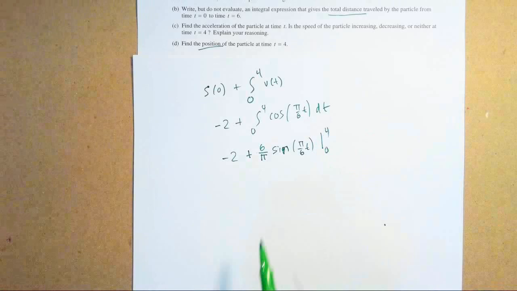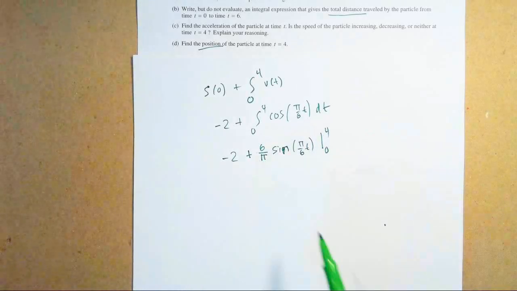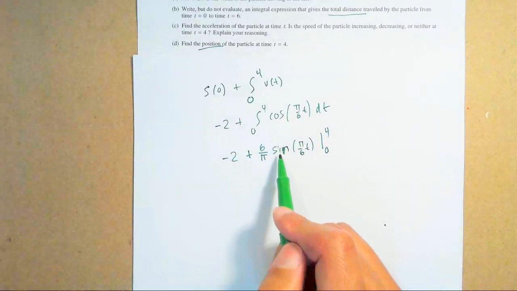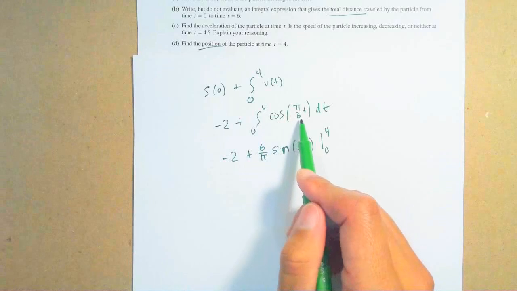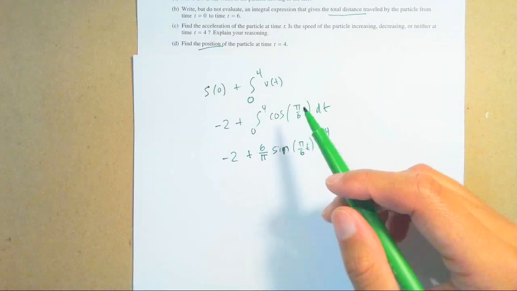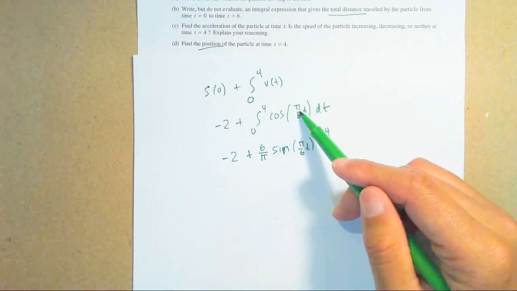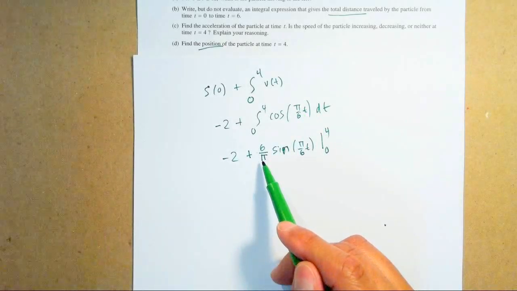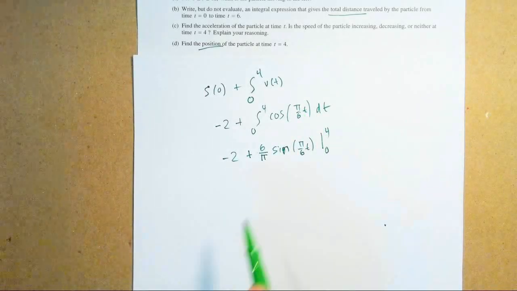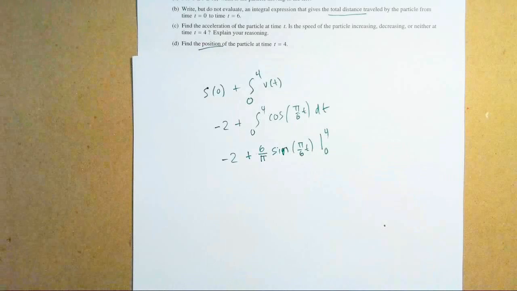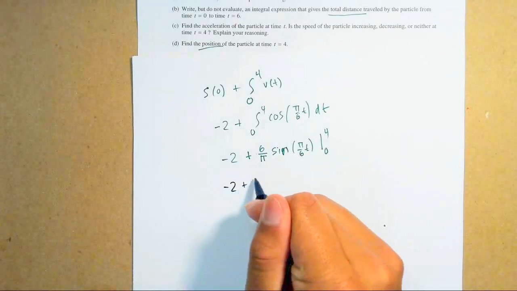And the reason why I got 6 over pi, the shortcut, by the way, the antiderivative of cosine is sine. But because of the u substitution, you have to remember that this u flips every single time. So flip pi over 6, and that's the reason why you got 6 over pi. And then the next thing is go ahead and plug in 4 and plug in 0. So when I plug in 4 and I plug in 0, I'm going to get negative 2 plus 6 over pi.